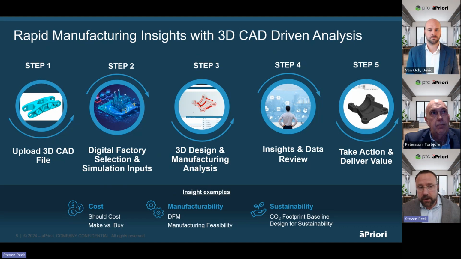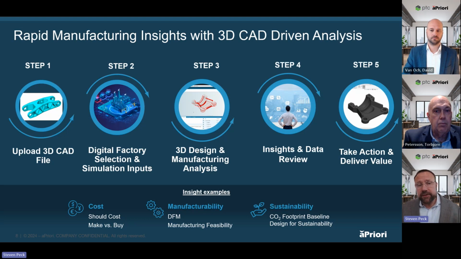Directly loading in a Creo model, for example, a part or an assembly, aPriori will interrogate that design, look at every feature on the part, every component in the bill of material, and simulate the manufacturing process within a digital factory. The digital factory covers over 80 regions across the globe that represent all of the labor rates, the overhead rates, the energy costs, insurance costs, and the equipment and the materials in a given factory.